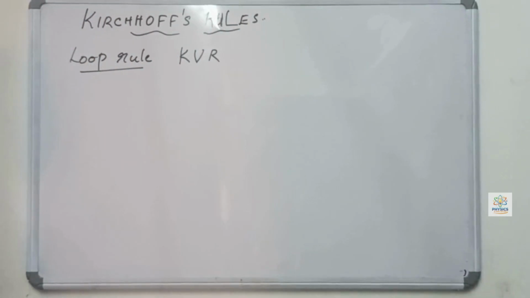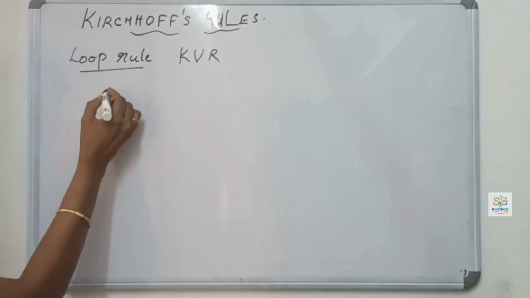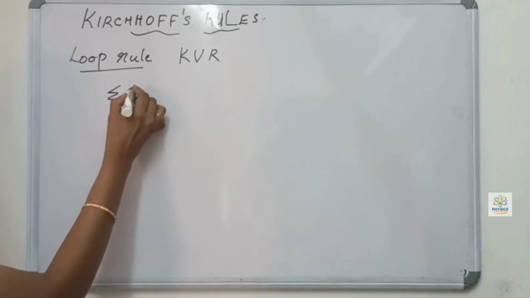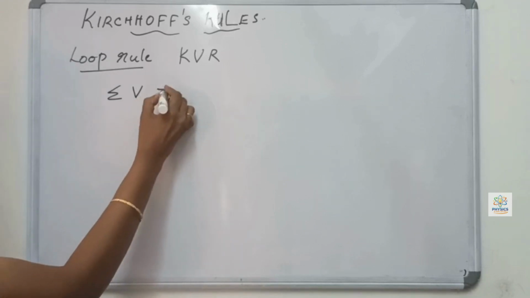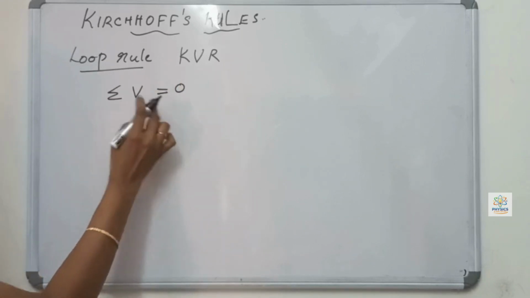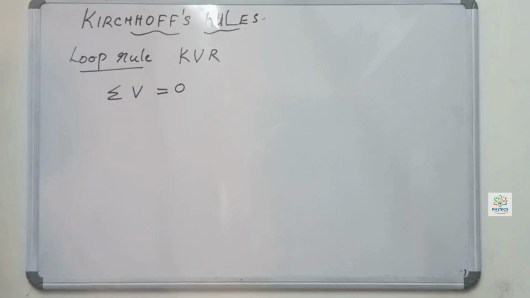The second rule is the loop rule, otherwise we can say Kirchhoff's voltage rule. Here the algebraic sum of potential differences in any closed loop involving cells and resistors is 0, so that we can write sigma V is equal to 0. This law is based on conservation of energy.